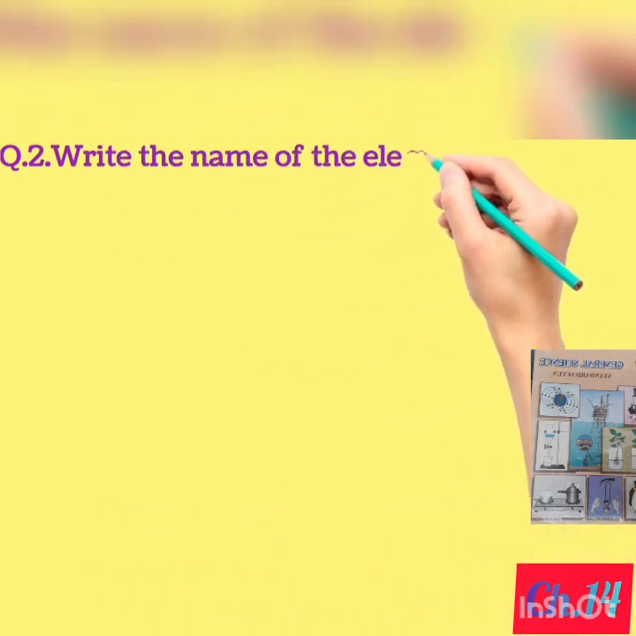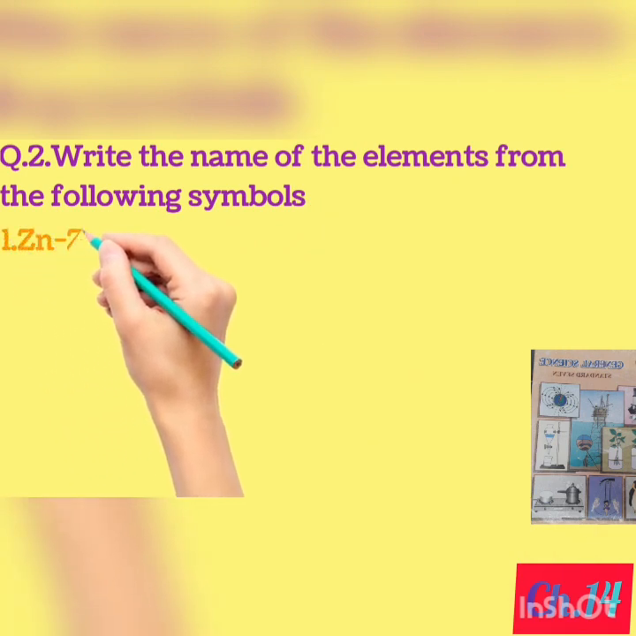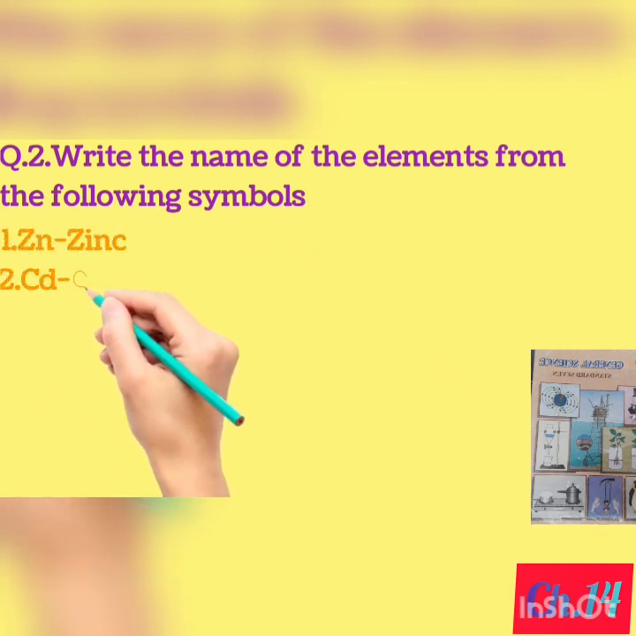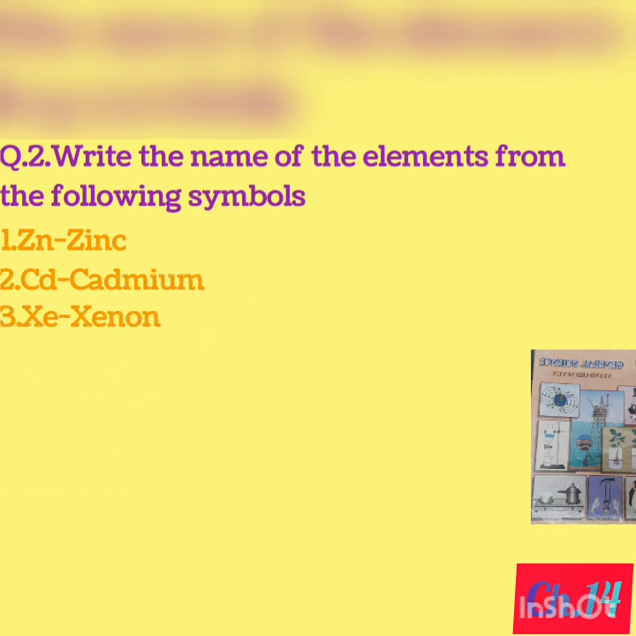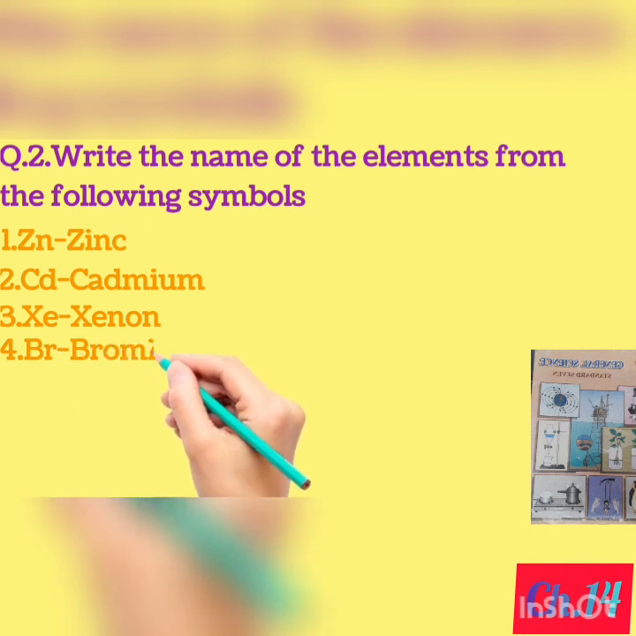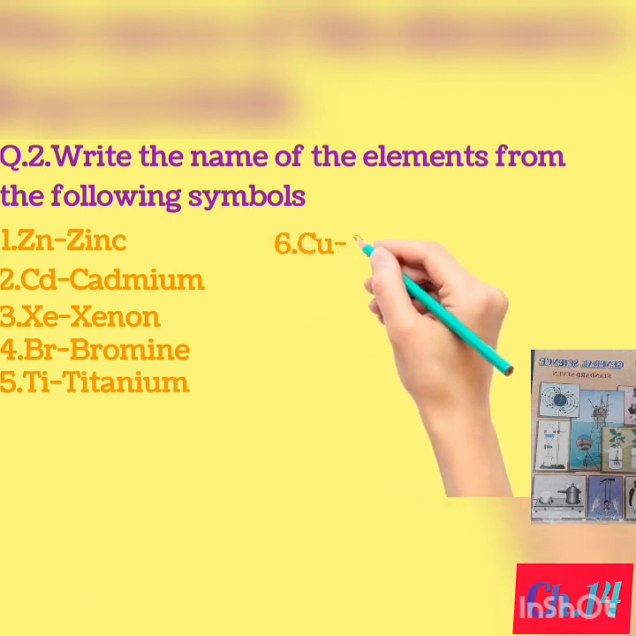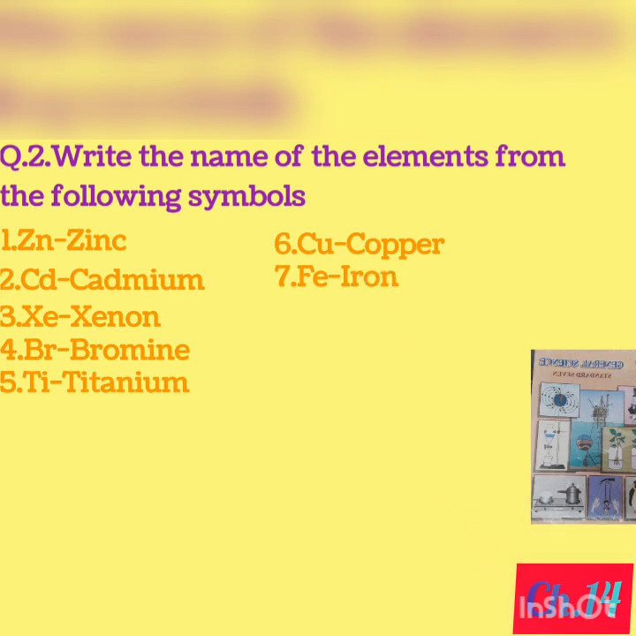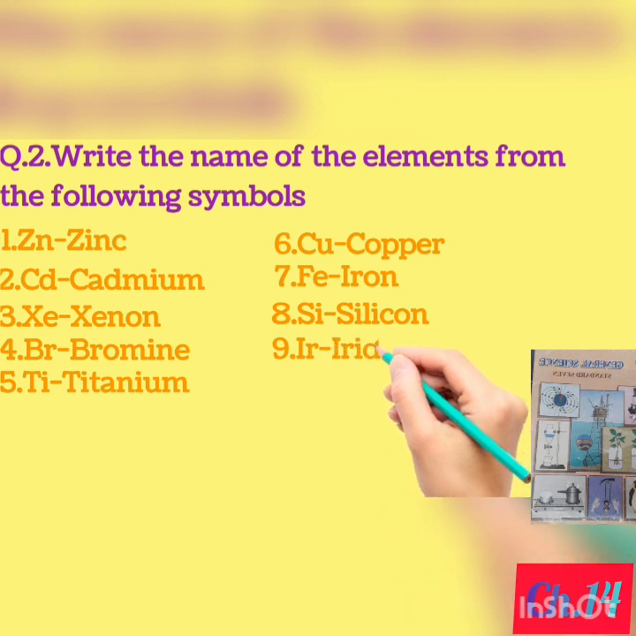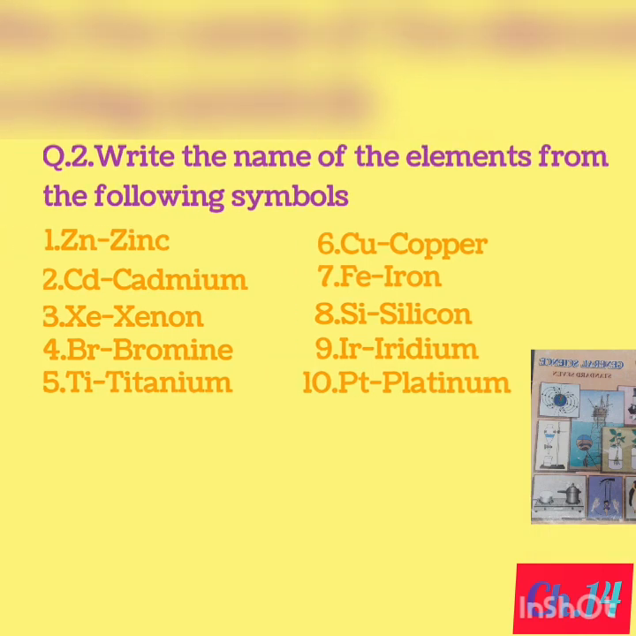Question number 2. Write the name of the elements from the following symbols. Zn, it denotes zinc. Cd, cadmium. Xe, xenon. Br, bromine. Ti, titanium. Cu, copper. Fe, iron. Si, silicon. Ir, iridium. Pt, platinum.